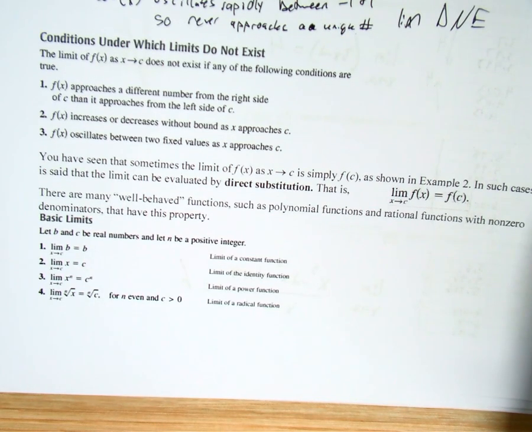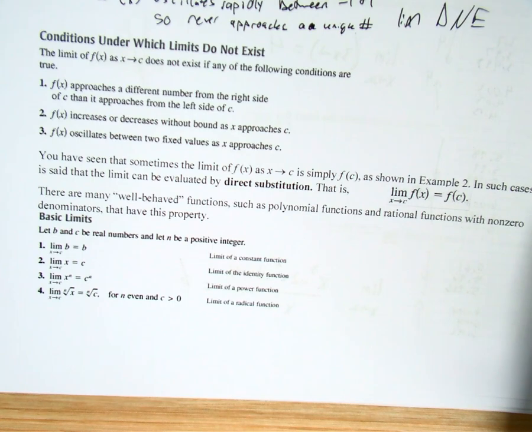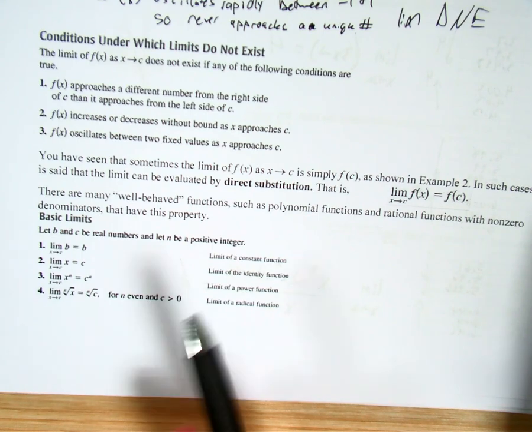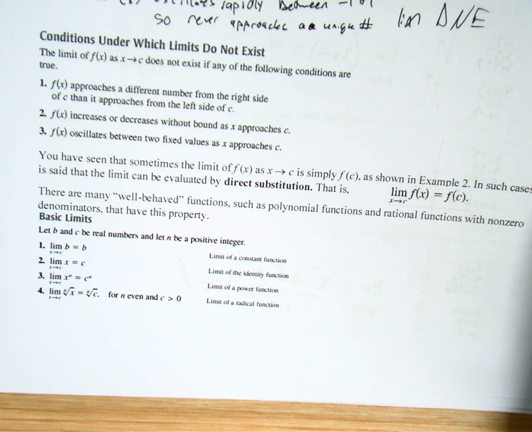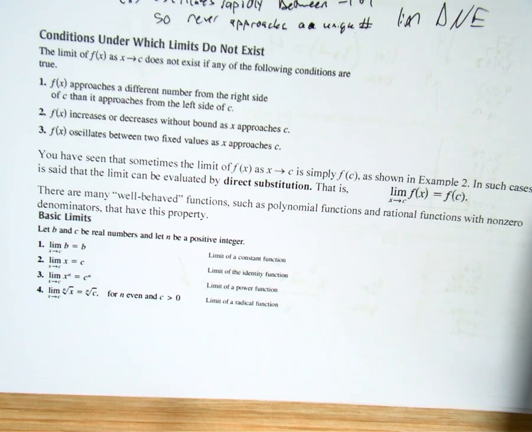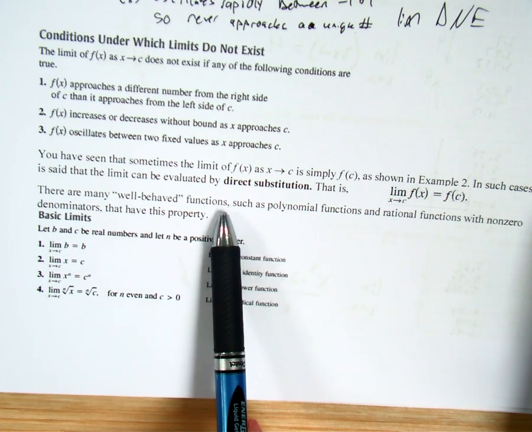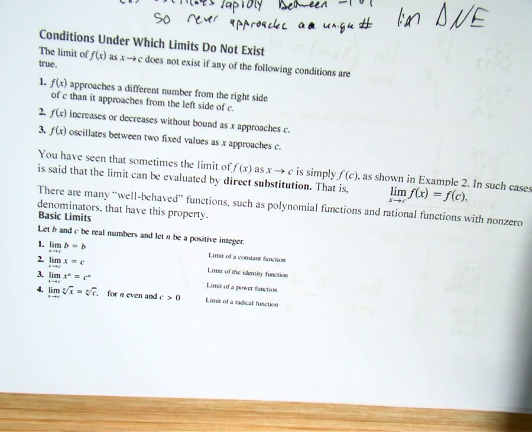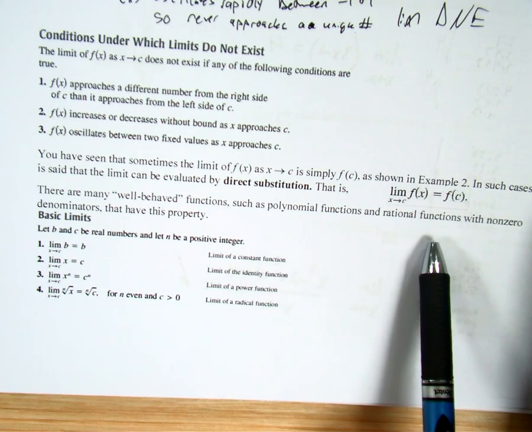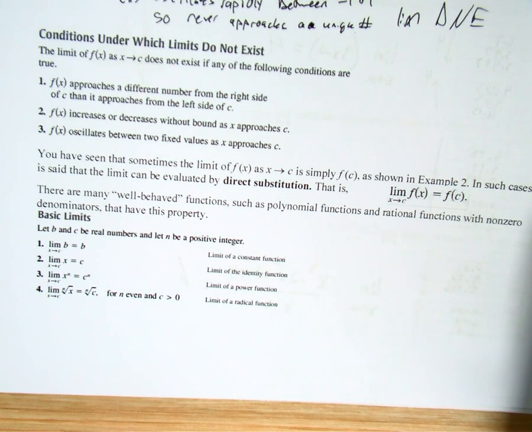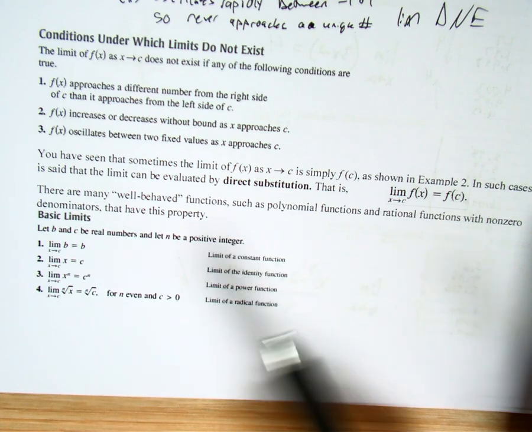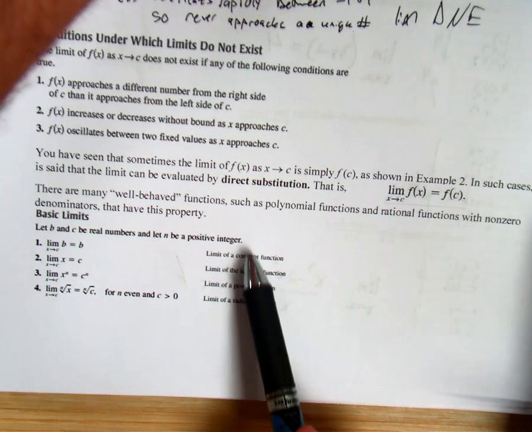You have seen that sometimes the limit of f of x as x approaches c is simply f of c. Like the first example, we could have just plugged it in. It is said that the limit can be evaluated by direct substitution. A lot of the times you can just plug it in, direct substitution. There are many well-behaved functions, just like there are many well-behaved students, such as the polynomial functions and rational functions with non-zero denominators, that have this property. You can just plug them in. Okay, there's a list of things that you can probably just plug them into.